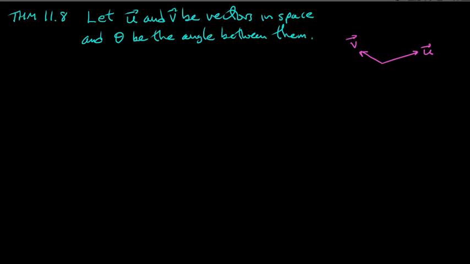Okay, so next set of properties, this is Theorem 11.8. u and v are vectors in space, and theta is the angle between them. So we have the same picture here. u and v are these vectors, and theta is just this angle between the two vectors. Okay, so the first property tells us the direction that u cross v points in. So u cross v as a vector is going to be orthogonal to both u and v.